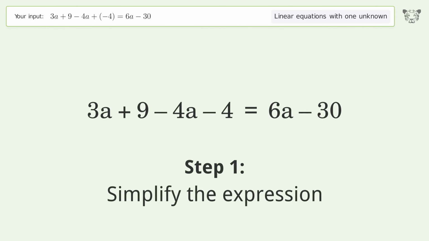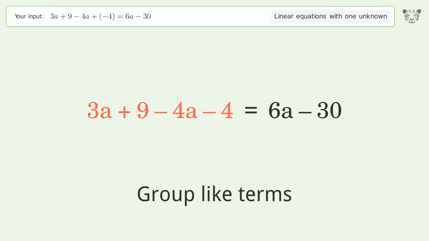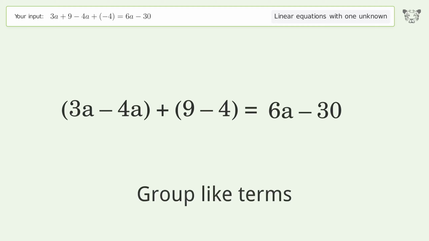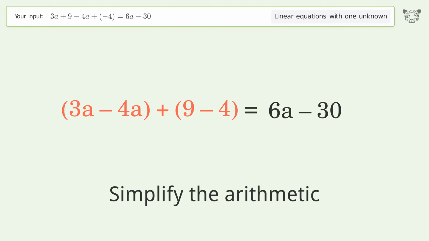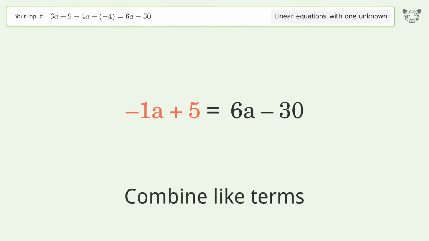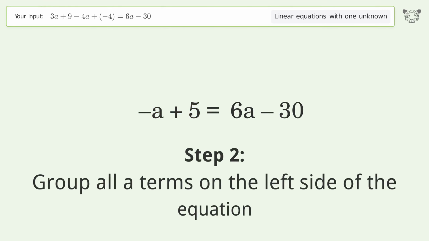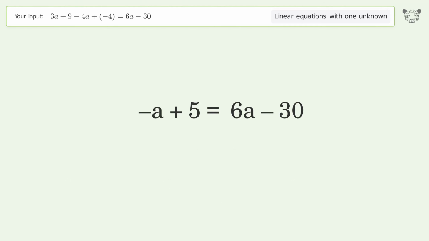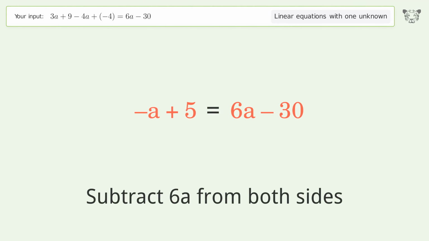Simplify the expression. Group like terms. Simplify the arithmetic. Combine like terms. Group all a terms on the left side of the equation. Subtract 6a from both sides.